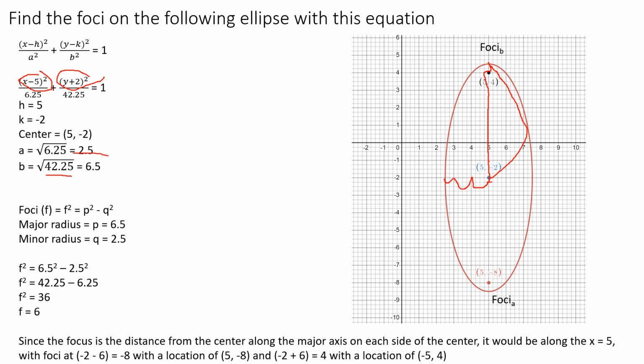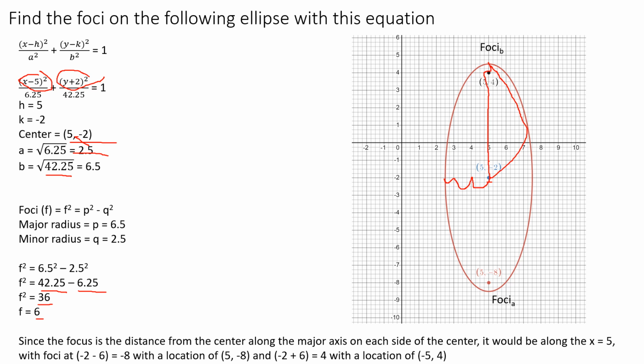2.5 squared is 6.25. So I'm going to take my major axis minus my minor axis, 6.5 squared minus 2.5 squared, or 42.25 minus 6.25. And lo and behold, and I did this purposely so it's easy to calculate, my f squared is 36. The square root of that is 6. So my focus is 6.